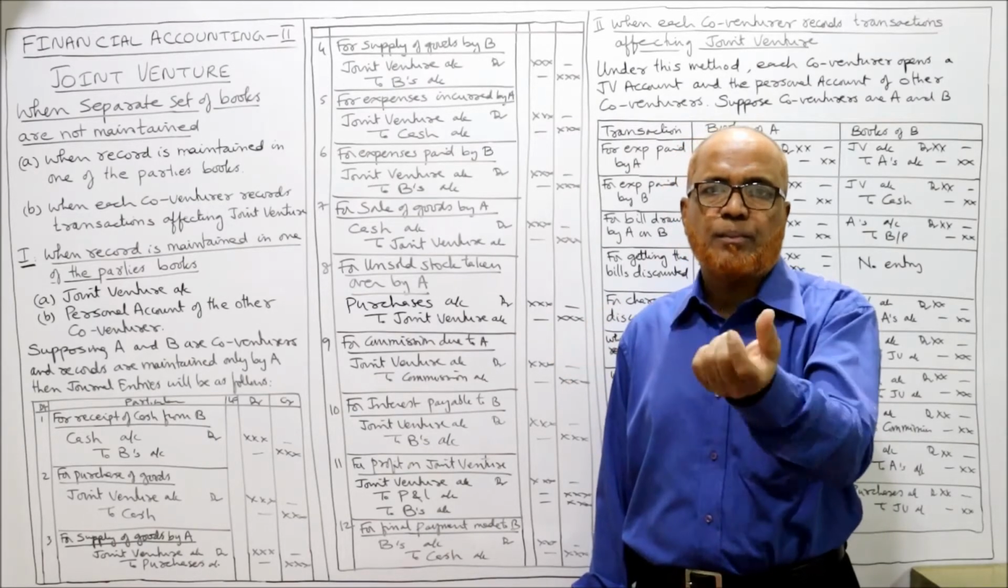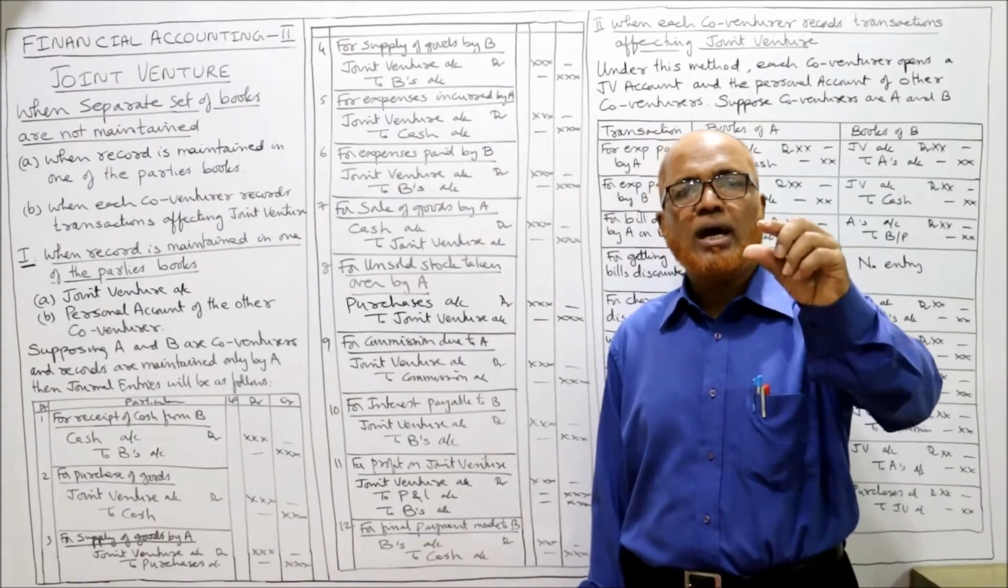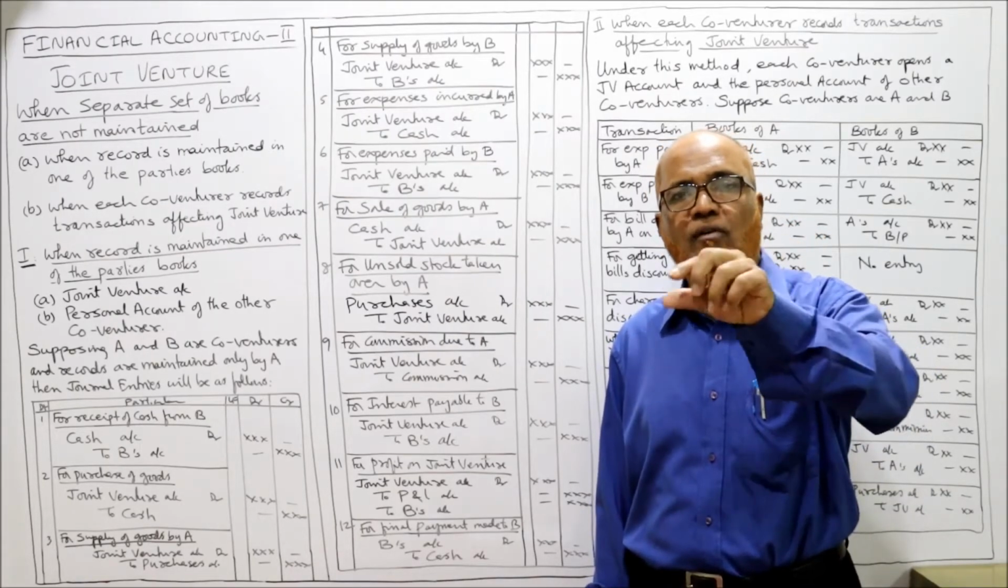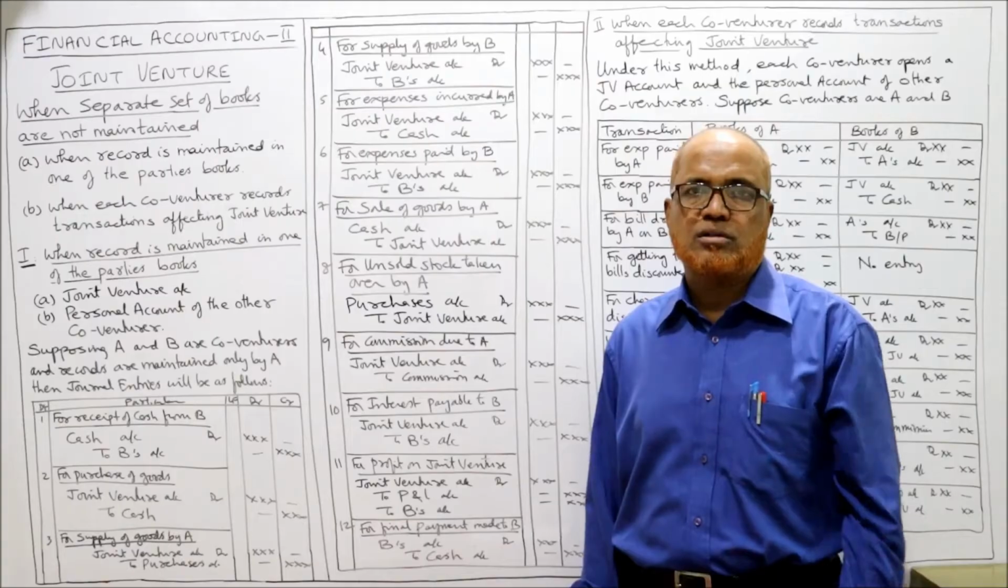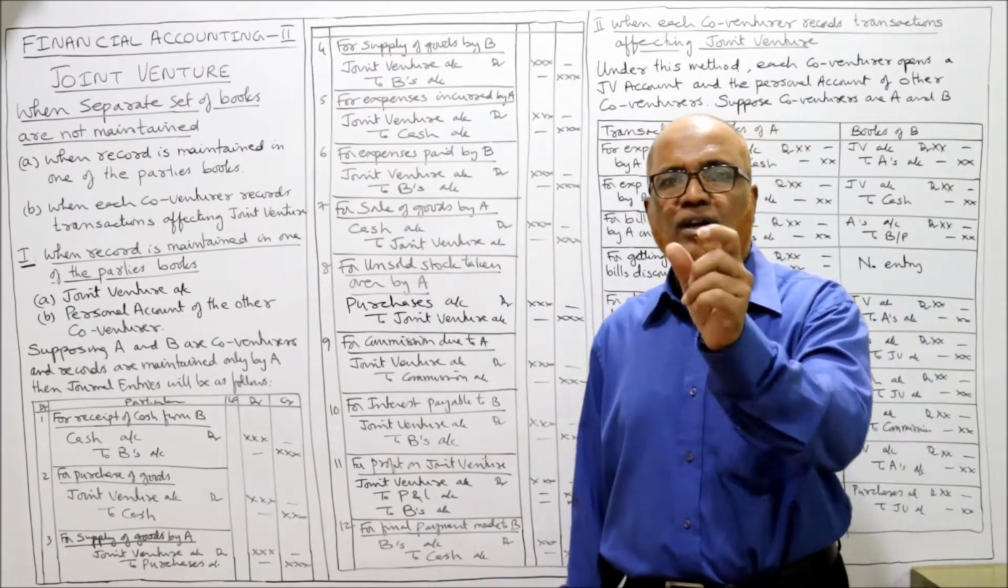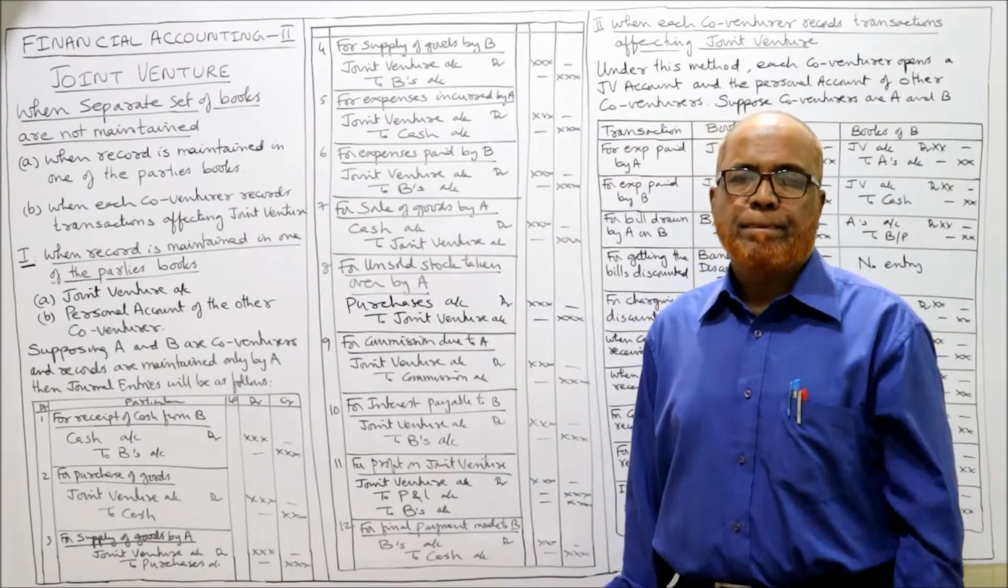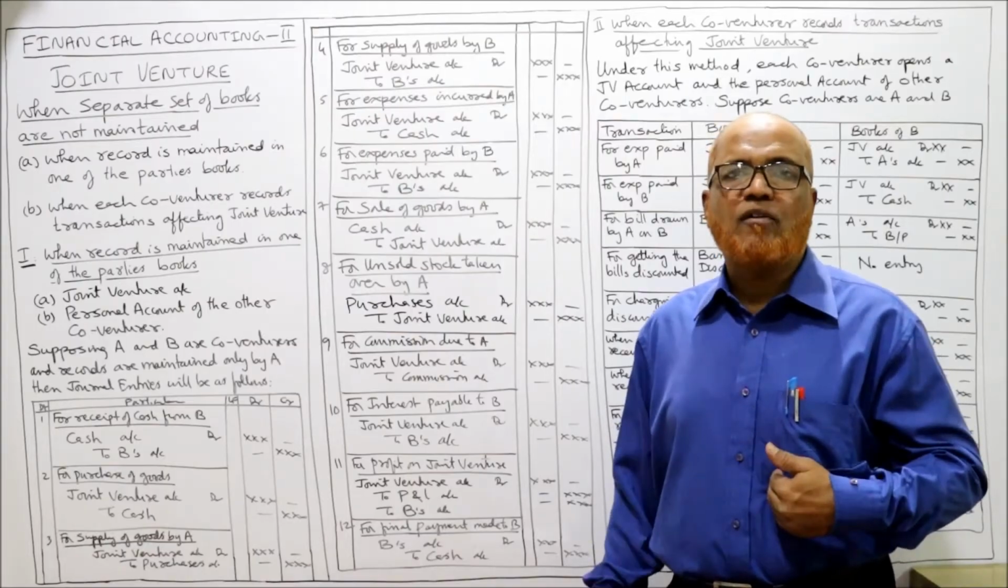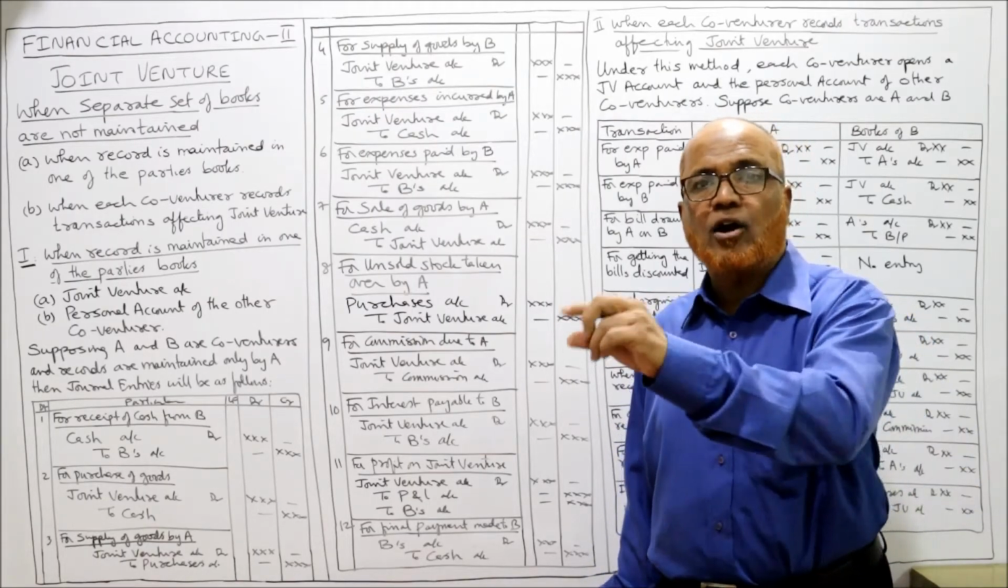So how to transfer the profit? The entry will be joint venture account debit to profit and loss account and to B's account. Profit and loss account will be created for the share of profit of A. Now I am A, the profit I am getting I will create in the P&L account.